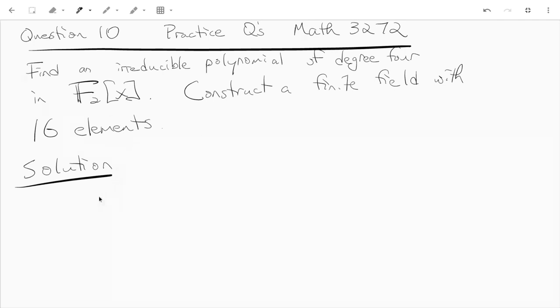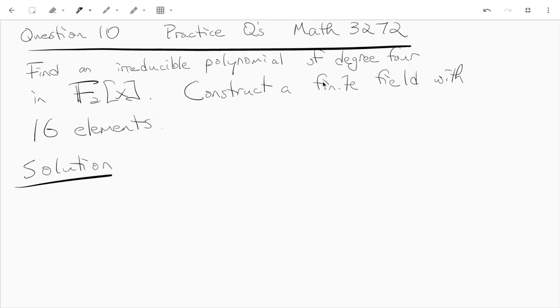Okay, just wanted to do a quick video on question 10 of the practice questions. This question asks us to find an irreducible polynomial of degree 4 with coefficients in F2, the finite field with 2 elements. And we have to use that to construct a finite field with 16 elements. So we have to find an irreducible polynomial of degree 4.